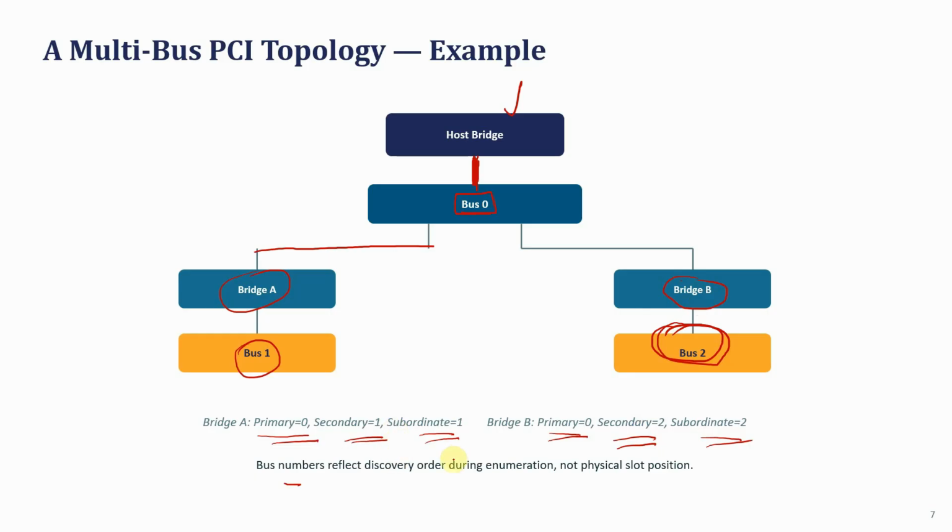So bus numbers reflect discovery order during the enumeration. As I've said in the previous slide also, this particular discovery is very helpful in enumeration and it is not physical slot position. Bus numbers are not allocated depending upon the physical slot positions, but this is basically reflected during the enumeration phase of my software.